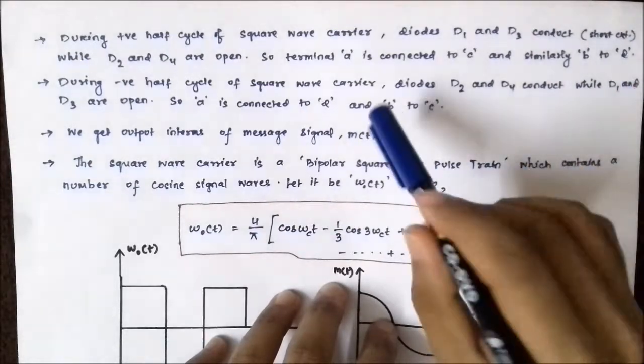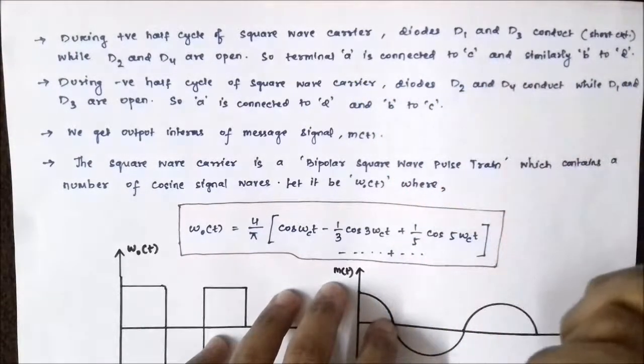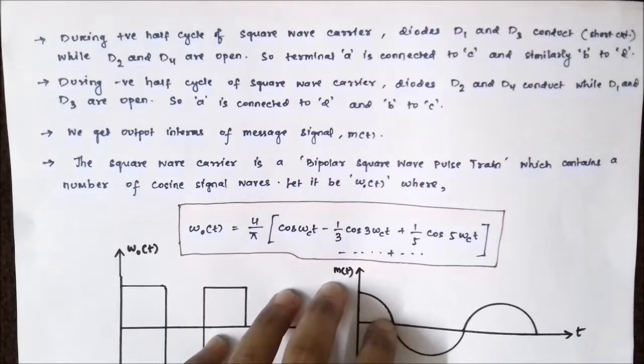As a result of that, terminal A gets connected to C and terminal B gets connected to D. Refer to the rough diagram that you have drawn or the screenshot that you have taken of the circuit diagram.